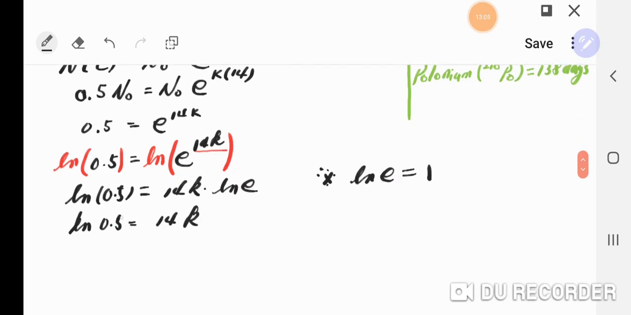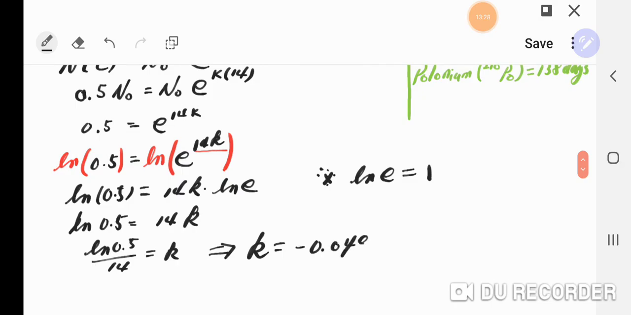So finally, k is equal to the natural logarithm of 0.5, dividing each side by 14. So that's the k value. From this k value, using a calculator, the decay rate k will be approximately negative 0.0495.